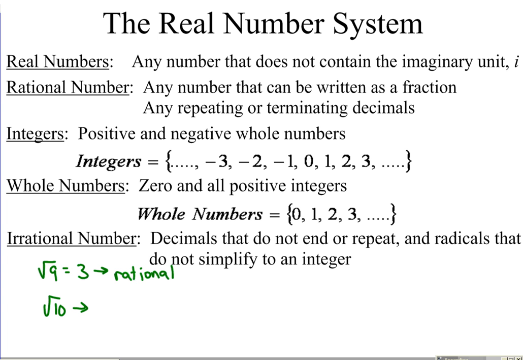The square root of 10 does not break down to a nice integer value, so we know that that is an irrational number. So anytime we have a radical that does not break down to a nice integer value, we know that that radical has to be an irrational number. The most famous irrational number that you use all the time in geometry relating to circles is the number pi, which is 3.14159, and so on. It keeps on going forever, never terminates, never repeats, therefore it is an irrational number.